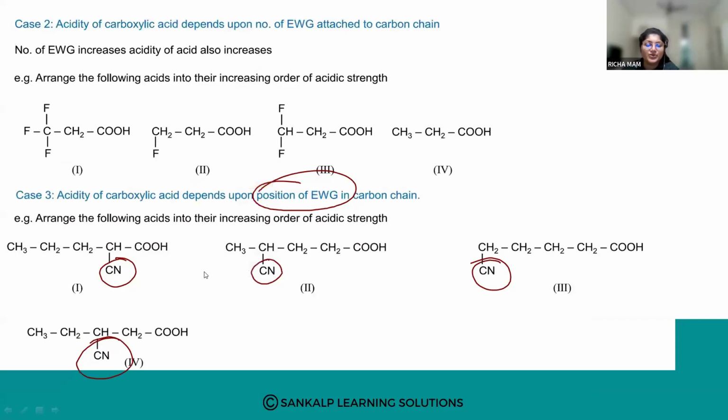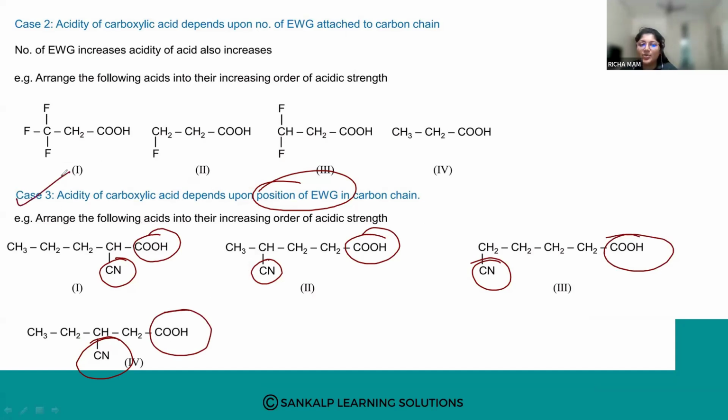Okay, so here we are. You can see the different groups and how they are arranged. As the distance of the electron withdrawing group increases from the COOH, you have to see the distance between the electron withdrawing group and the COOH here. For this third case, the acidity of carboxylic acid depends upon the position of the electron withdrawing group in the carbon chain. So you have to see the position of the electron withdrawing group and the carboxylic group. As the distance of the electron withdrawing group increases from the COOH group, its electron withdrawing tendency decreases.